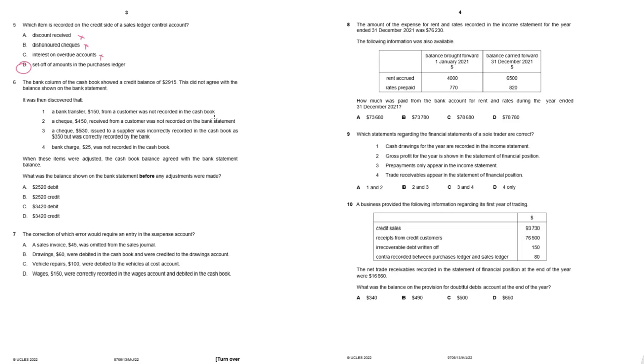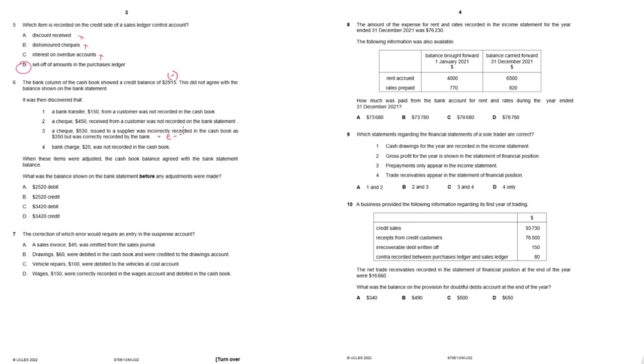So 5D. The bank column of the cash book showed a credit balance of 2,915. Since it is on the cash book credit side, this is an overdraft, so I'll put it as a minus number. This did not agree with the balance shown in the bank statement. Fine. It was then discovered that a bank transfer of 150 from a customer was not recorded in the cash book. A cheque of 450 received from a customer was not recorded on the bank statement. So this probably could be an error by the bank. A cheque of 530 issued to a supplier was incorrectly recorded in the cash book as 350, but correctly recorded by the bank. Fine. This is an error in the cash book.